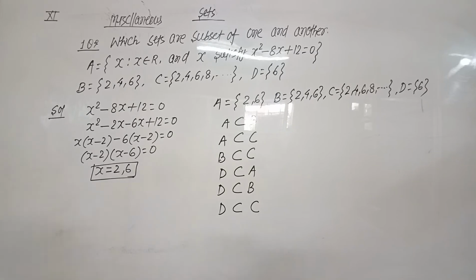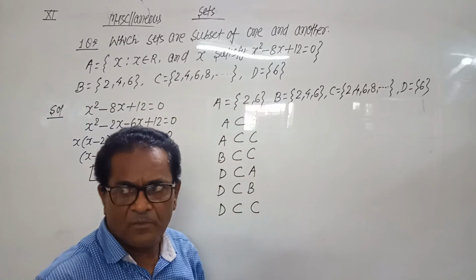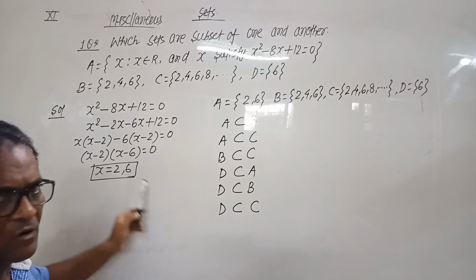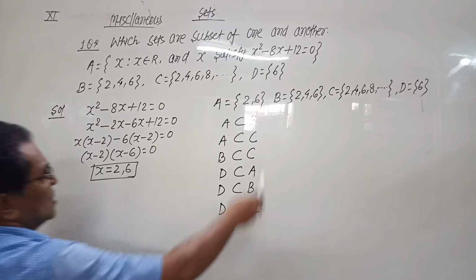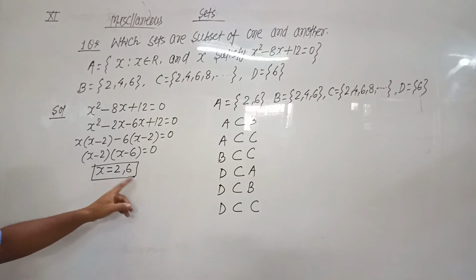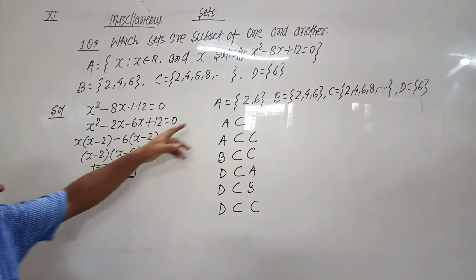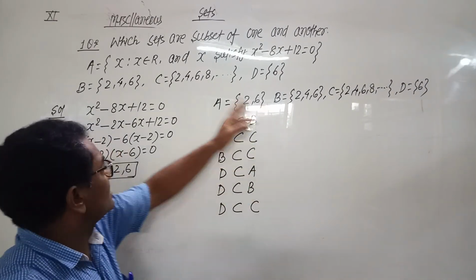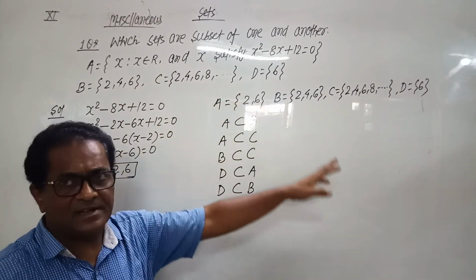So set A was given in set builder form. We converted set A to roster form by solving this equation. We get x equals 2 and 6. So set A in roster form is written as 2, 6, along with set B, set C, and set D.